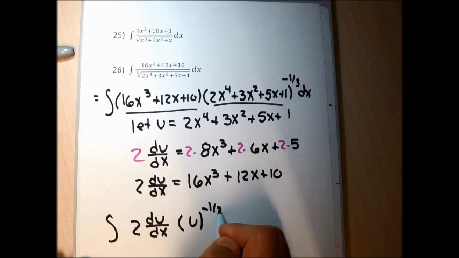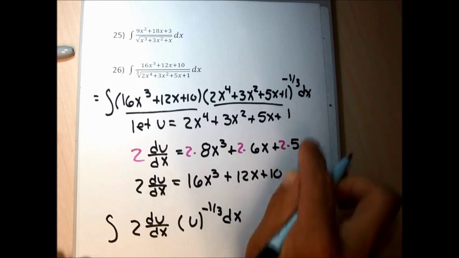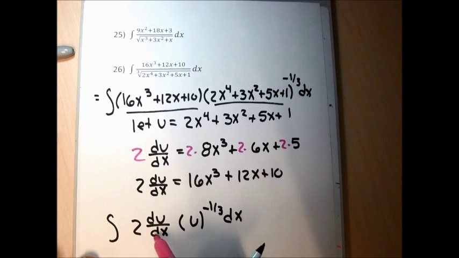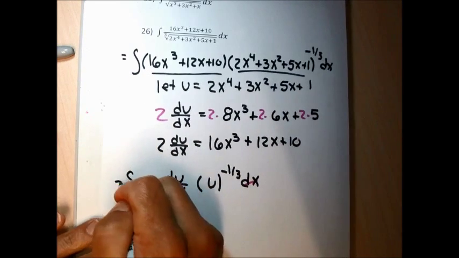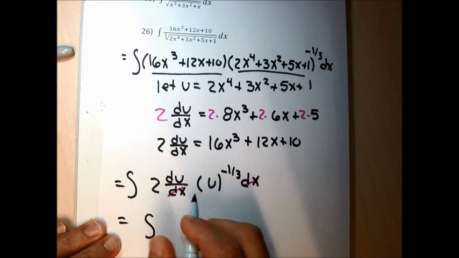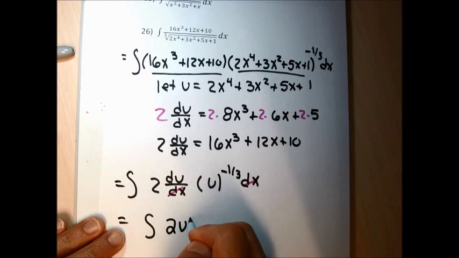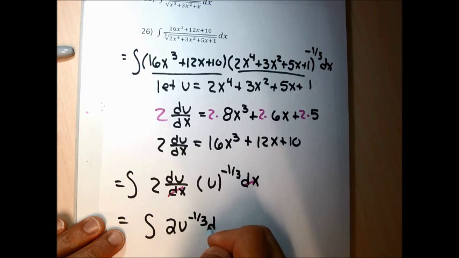I didn't need that parentheses. It's okay to have it though. And then the dx is still there, but they cancel. Should have these equal signs, but I don't often write them. So this is going to be 2u to the negative 1/3 du.